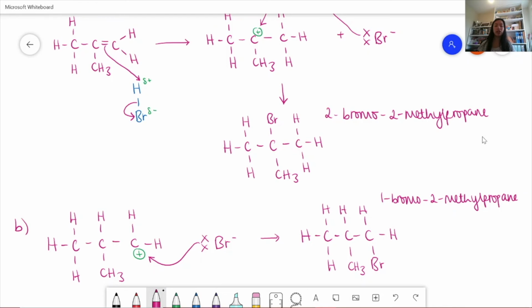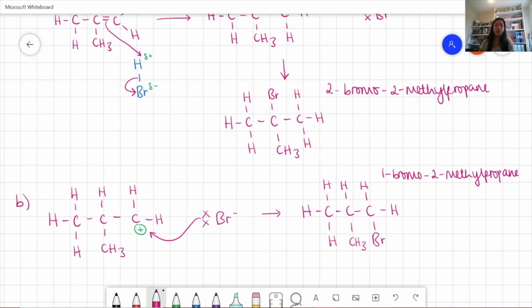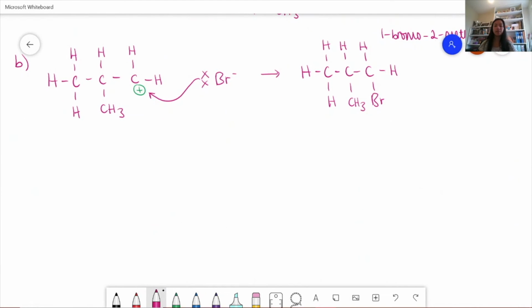And now what we need to look at are the carbocations to explain why we get the major product being 2-bromo, 2-methyl propane instead of this 1-bromo, 2-methyl propane. So we've learnt that looking at carbocations, we have primary carbocations, secondary, and tertiary. So primary ones look like this.